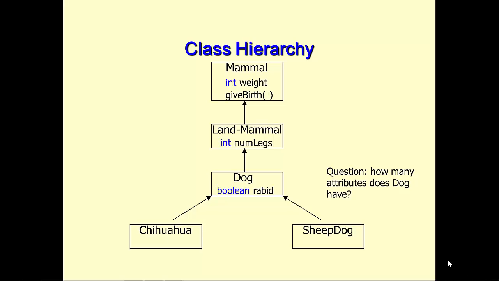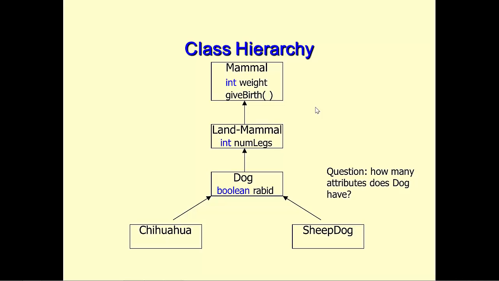So here's an example of a class hierarchy. In each of these rectangles, you can see the definition of a class, or at least the sketch of a class. So at the top of this hierarchy, we have a class called mammal, and you can see that it has a weight, as well as a method of giving birth. And notice that there's no details here related to mammal, but it doesn't really matter. Now, immediately below that, we have another class called land mammal that has a number of legs. But notice that it inherits from mammal.